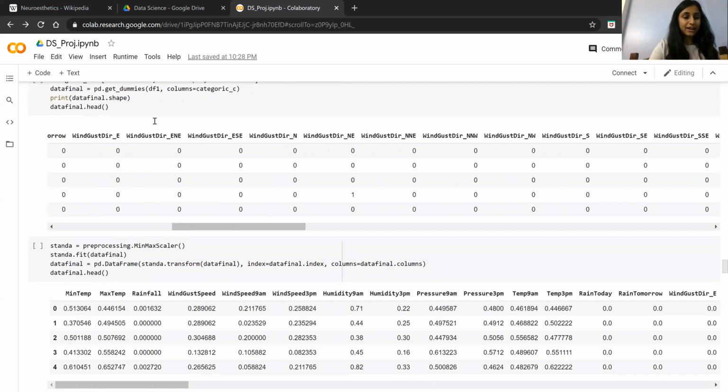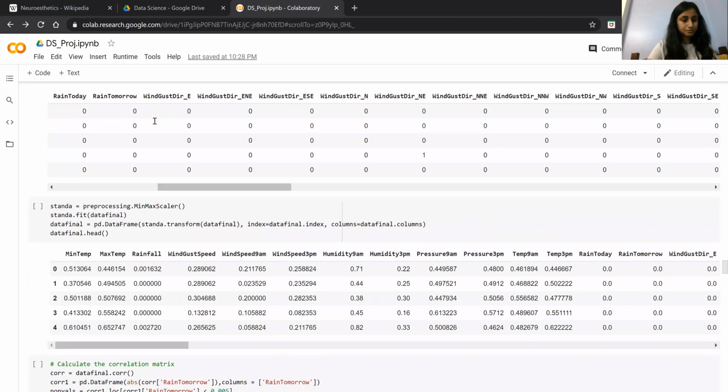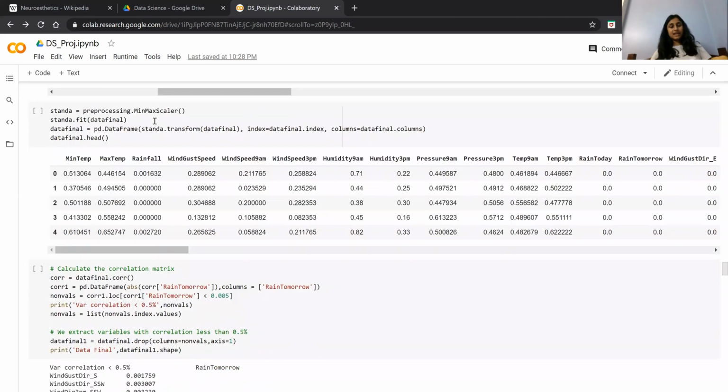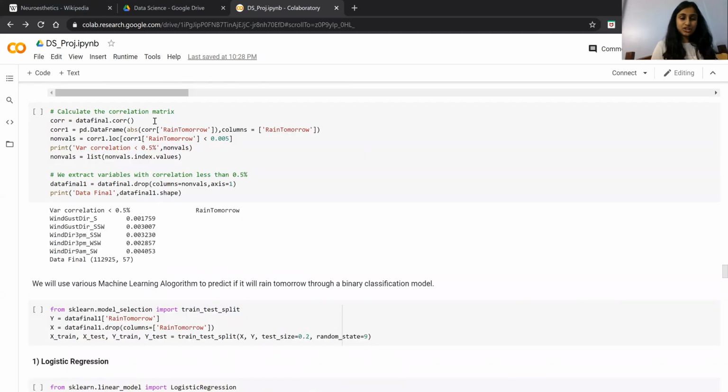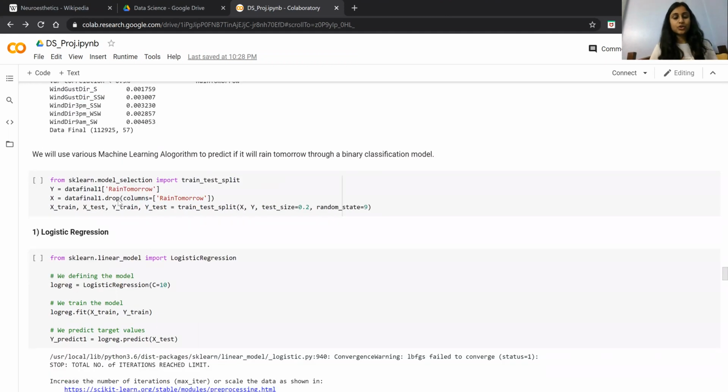Okay, so we're printing out the categorical values here, being wind gust speed, wind direction at 3 p.m., and wind direction at 9 a.m. We're using the min-max scaler in order to normalize the data set. Next, we're calculating the correlation matrix under the column rain tomorrow. Next, we're going to use ML algorithms to predict whether it will rain tomorrow using a binary classification model.